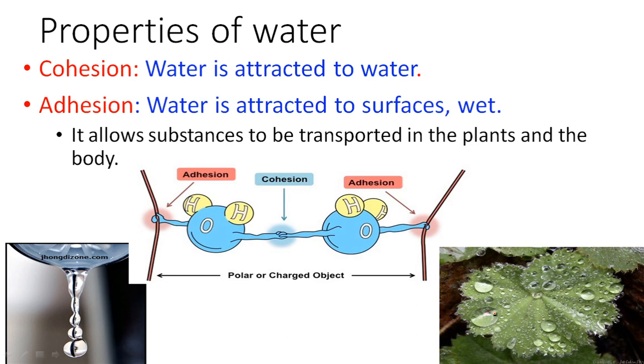Okay, the last property is a more complicated one, but I think it's important. It's like a combination of two properties, cohesion and adhesion. Cohesion of water means that water is attracted to water. So this is a molecule of water, H2O, 2 hydrogens and 1 oxygen. So cohesion is a force that tends to keep the molecules of water joined together.